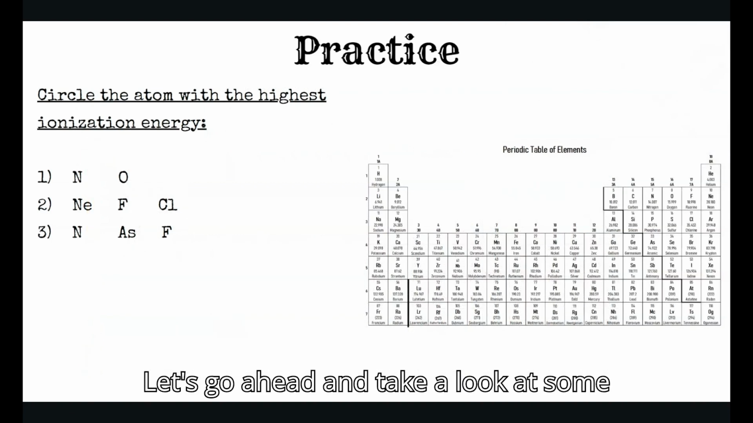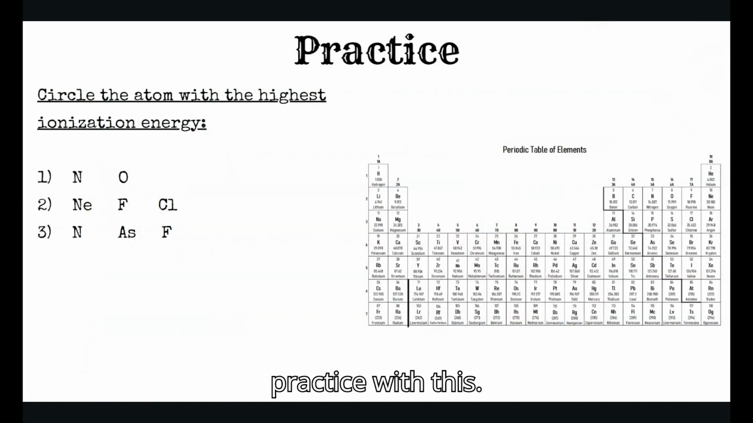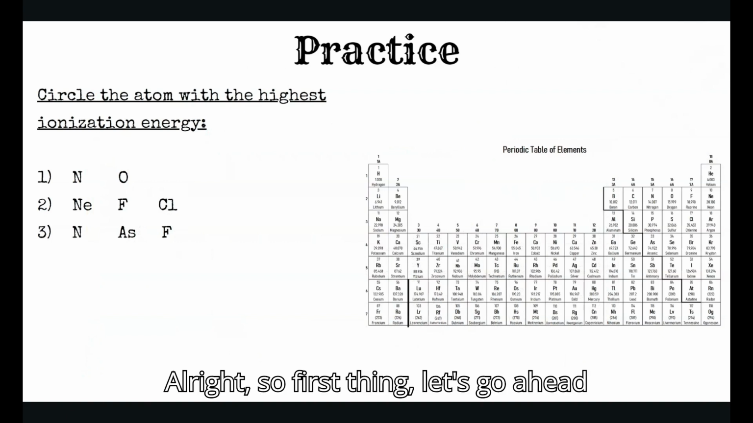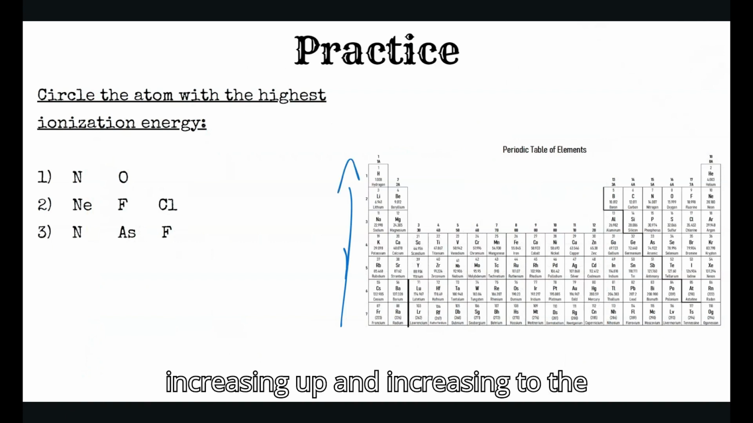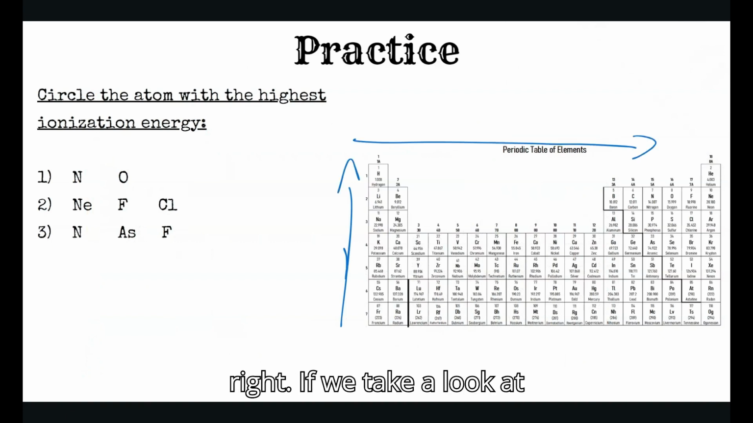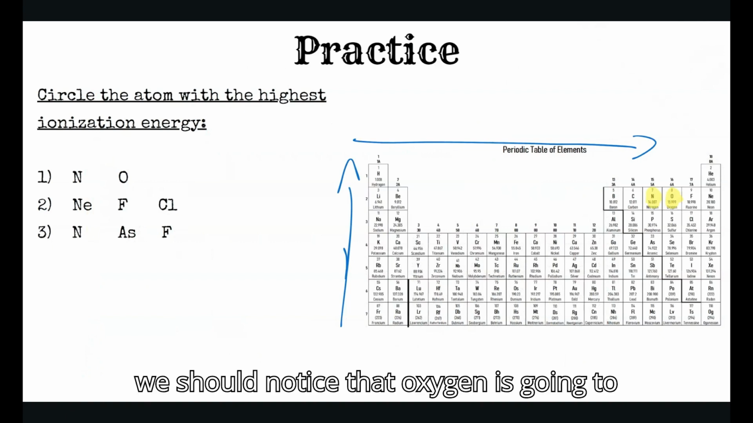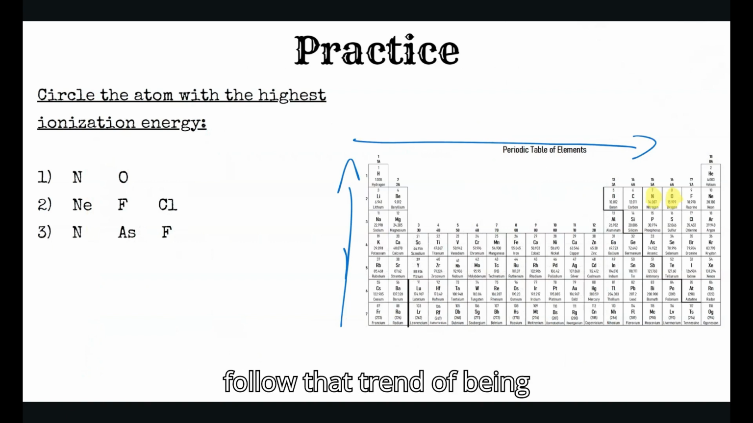Let's take a look at some practice with this. First, let's draw our trend of increasing up and increasing to the right. If we take a look at nitrogen and oxygen, we should notice that oxygen follows that trend of having the highest ionization energy required. So oxygen will be the answer.